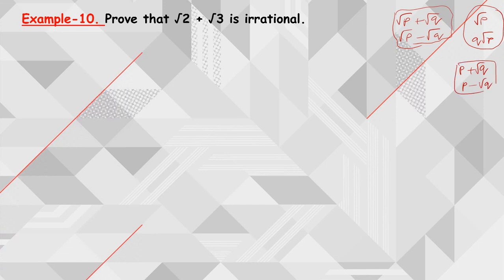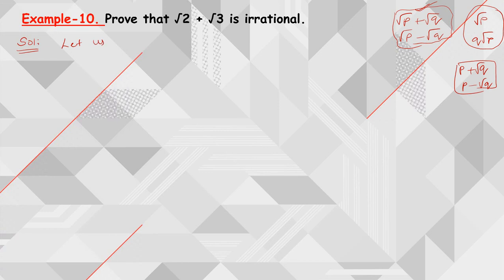So just the second example we have discussed, and the final model is root p plus root q is irrational, or root p minus root q is irrational. So we are going to prove this. This is somewhat different from the remaining two. Here also the same thing.